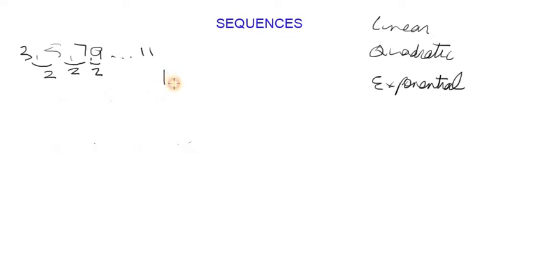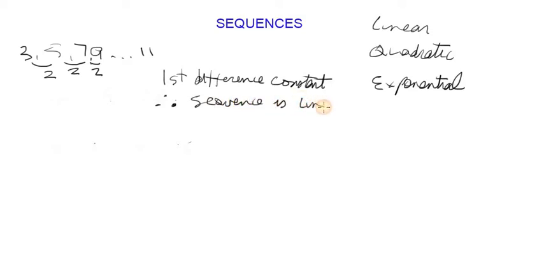The first difference, that's D-I-F-F-E-R-E-N-C-E, the first difference is constant. Therefore, that's what these 3 dots mean, therefore the sequence is linear. Okay, so we know that the sequence is linear.